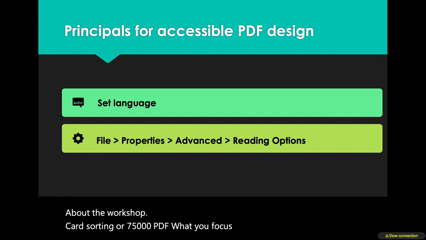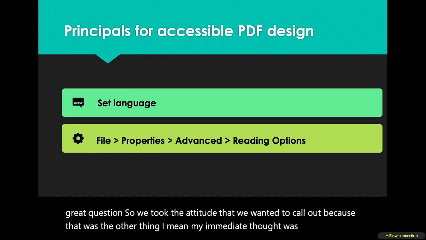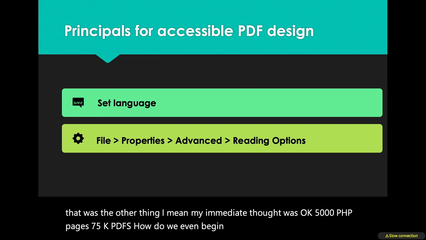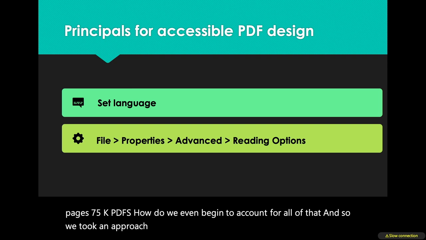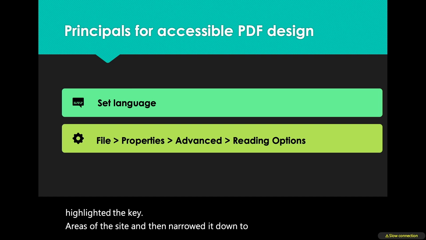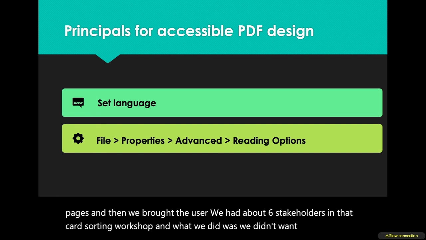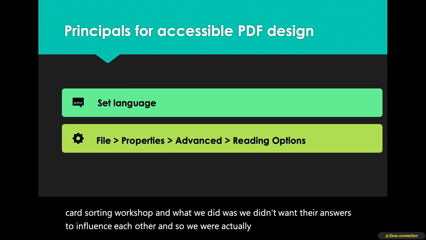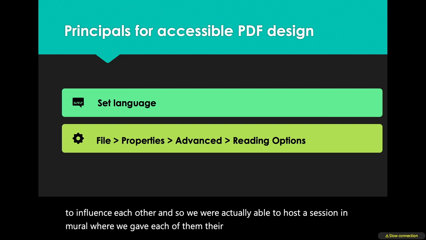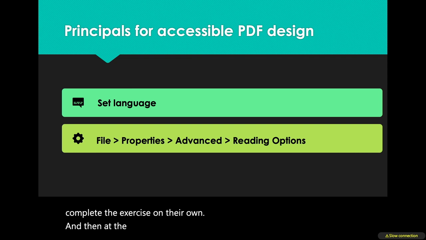Yeah, that's a great question. So we took the attitude that we wanted to call out the key areas. My immediate thought was, okay, 5,000 PHP pages, 75K PDFs, how do we even begin to account for all of that? So we took an approach where the UX designers that I work with highlighted the key areas of the site and then narrowed it down to secondary and tertiary pages. We had about six stakeholders in that card sorting workshop, and we didn't want their answers to influence each other. So we hosted a session in Mural where we gave each of them their own board with a unique URL, where they completed the exercise on their own. And then at the end, we came back to talk about the results.